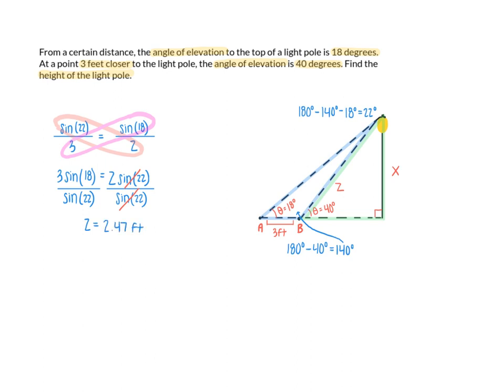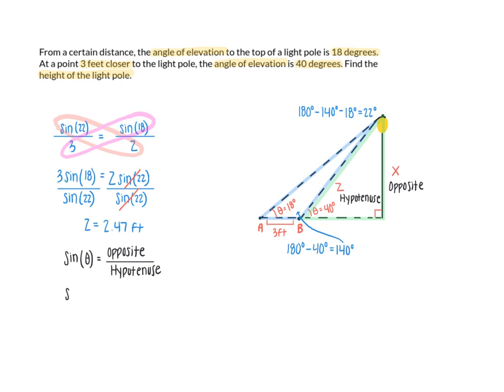Now that I have z and I have this 40-degree angle, and I know that this is a right triangle, I can use SOHCAHTOA to figure out what x is equal to. I know that x is the opposite side of the triangle, and I also know that z is the hypotenuse. So I can put all of this together and use sine, which is opposite over hypotenuse, and plug in all the information.